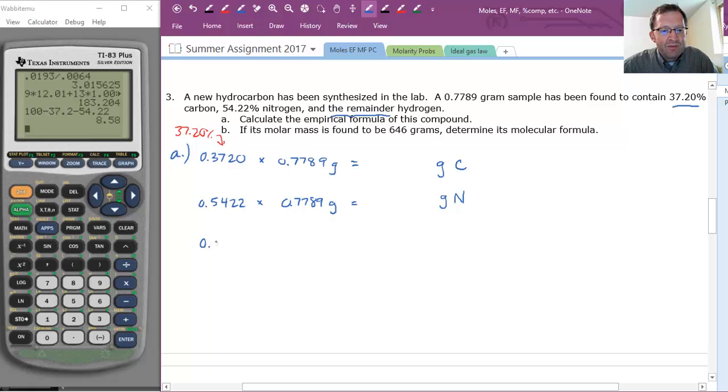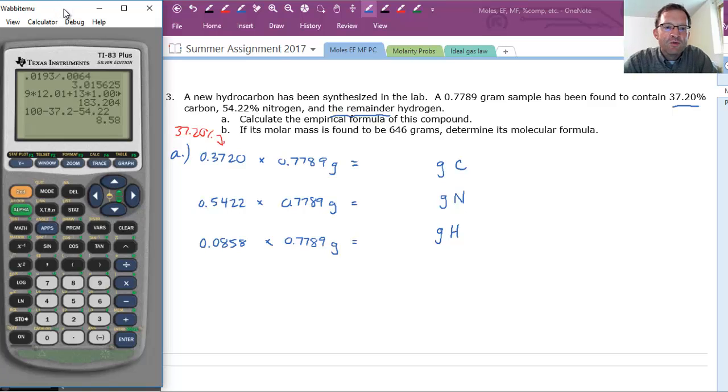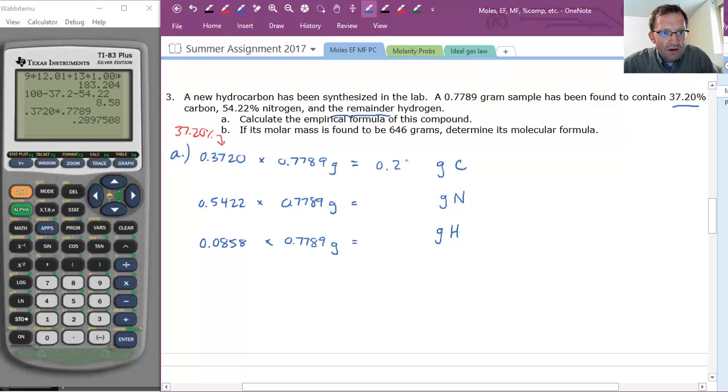So 8.58% is 0.0858 times my original sample's mass as with the others, and that'll tell me how many grams of hydrogen are involved. Okay, now let's do those calculations and figure out how many grams we've got. We've got 0.3720 times our 0.7789, and that means out of that sample 0.2898 grams are carbon, right?